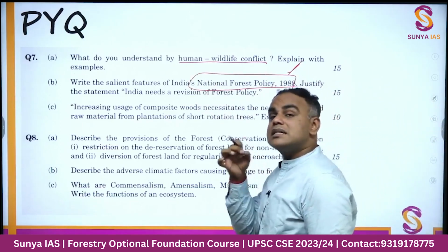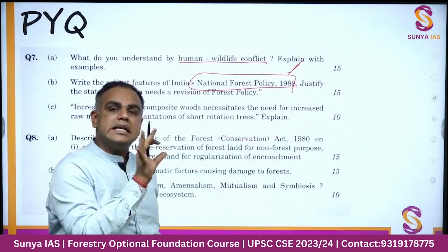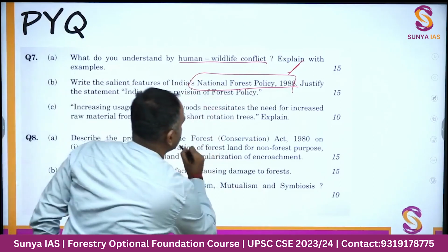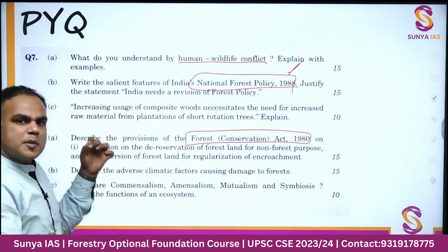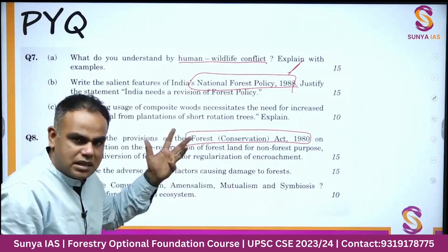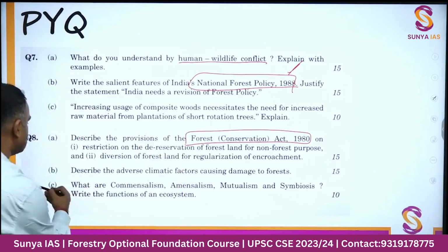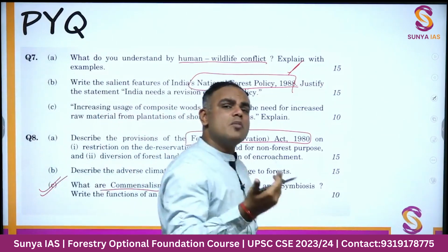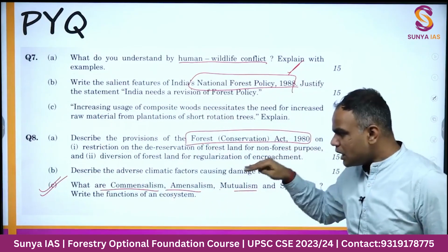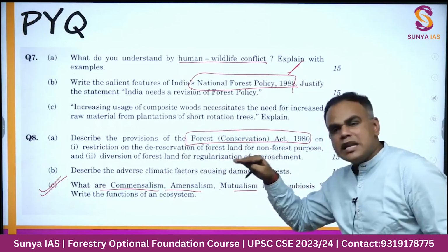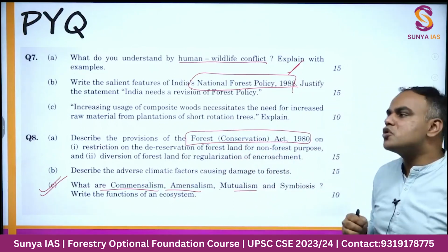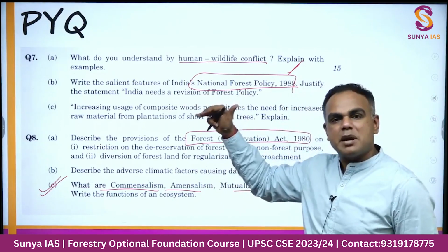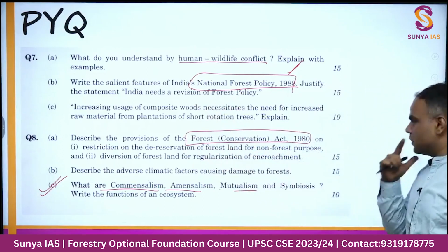And by the way, these policies are directly asked, so you have to prepare them in detail so that you are able to write a 15 marker. Similarly, the Forest Conservation Act. You see legislations are properly mentioned, and these questions are directly asked here. And if you see the last, commensalism, amensalism, mutualism, symbiosis, this is something you read so often in your environment. How can you make a difference when you write very good examples for all of them? In many cases, people don't remember the examples. This is a part of forest ecology, one of the sections of paper 2B. Hence, this question was asked.